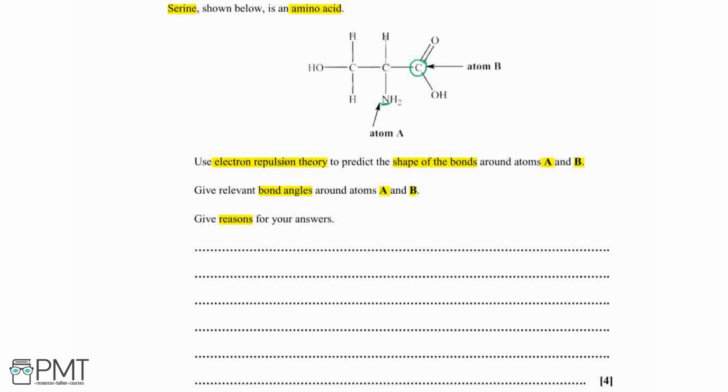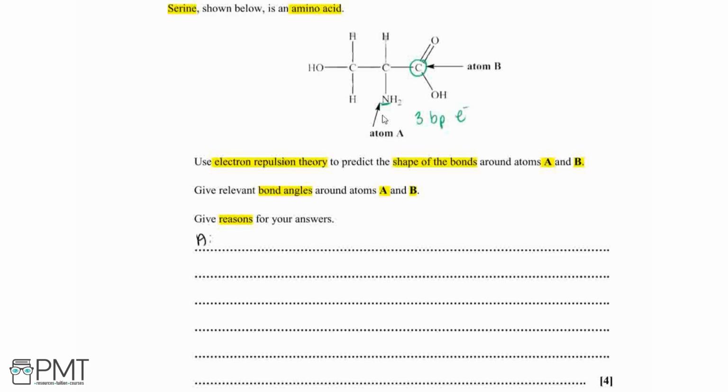So atom A is going to be this nitrogen atom here, and atom B is this carbon atom I've just circled. So let's start with atom A. So looking at this nitrogen atom, we can see that we've got 3 bonds overall. So we've got a bond to that carbon and a bond to each of these hydrogens here. So that means that that nitrogen has got 3 bonding pairs of electrons.